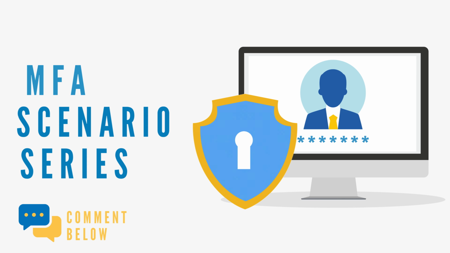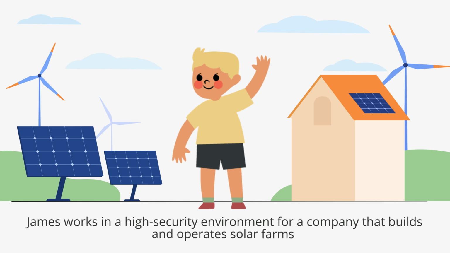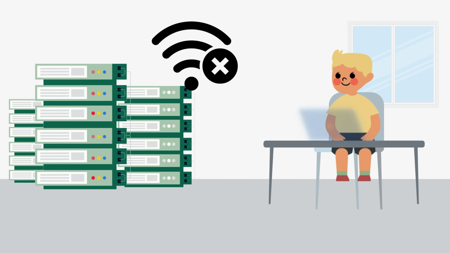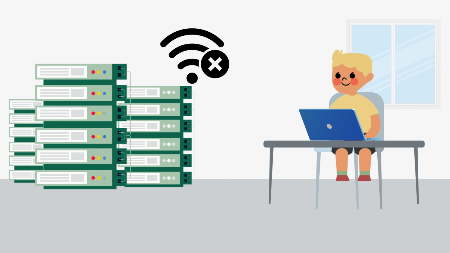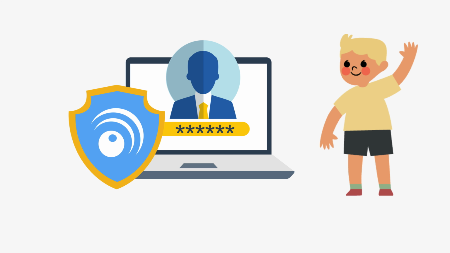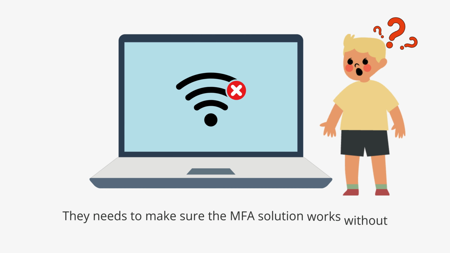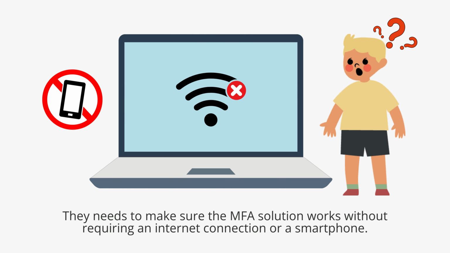Let's dive in. Today's scenario involves a man named James. James works in a high-security environment for a company that builds and operates solar farms. Because of the sensitive nature of the work, all internal systems are completely isolated. No external network connectivity is allowed. On top of that, the company doesn't issue smartphones to every employee. To boost security without compromising isolation, James's company has decided to implement multi-factor authentication, MFA. But they need to make sure the solution works without requiring an internet connection and without needing a smartphone. So what are their options?